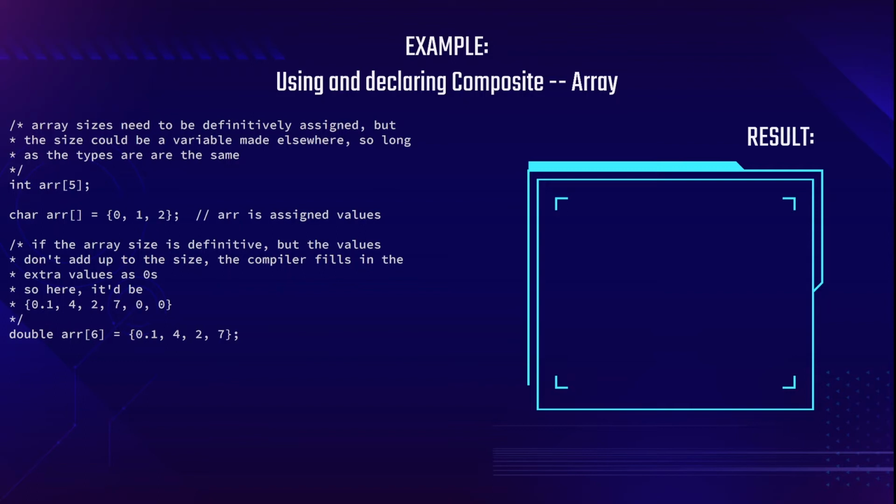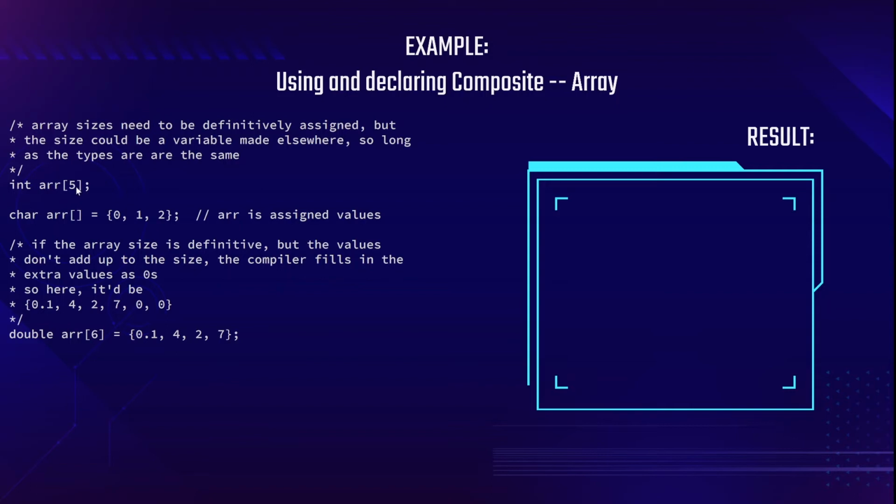Array sizes in C++ and most other languages need to be definitively assigned as soon as you get it. The size could be a variable made elsewhere, so you can have some change, so long as the types are the same. So here we can define it without really declaring it, so we can put in whatever values we want, but the array size is going to be 5. Now, the index count is going to be 0, 1, 2, 3, 4. And that's because, again, we start with 0, so even though it's 5, the index count only goes to 4.